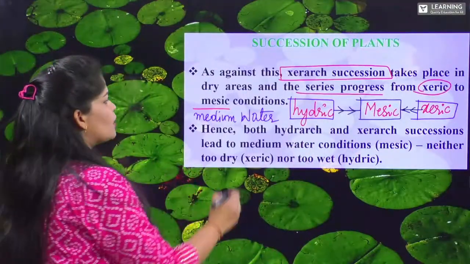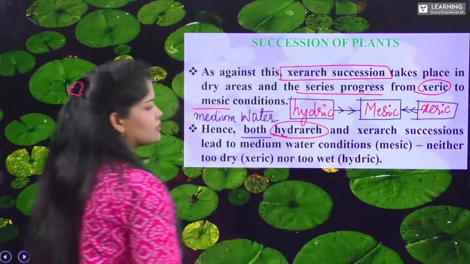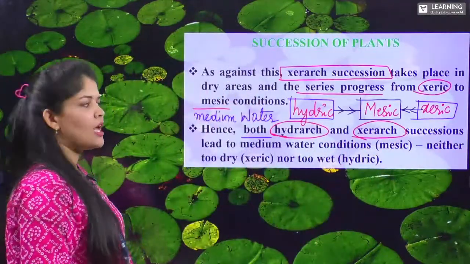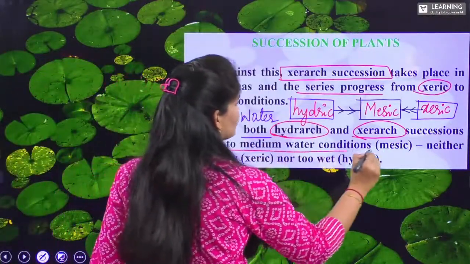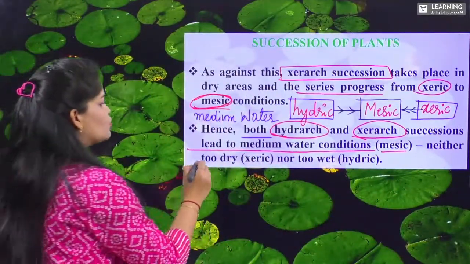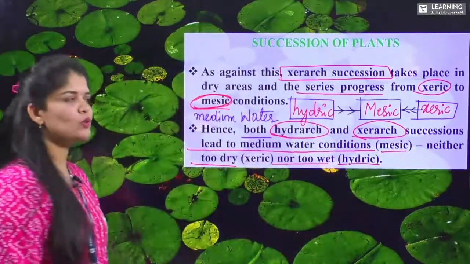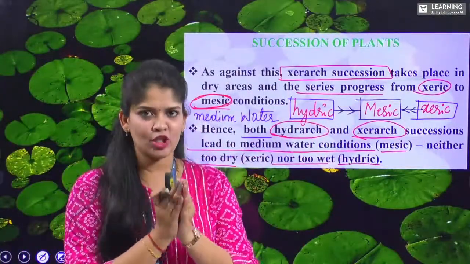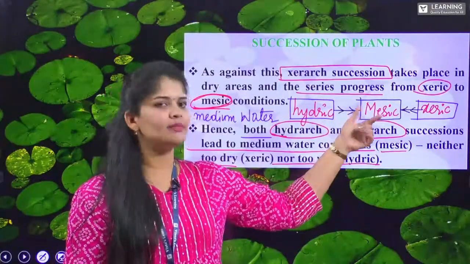So here, hence, both hydrarch, very wet areas, and xerarch, very dry, both hydrarch as well as xerarch succession lead to medium water condition, that is mesic. That is what we mentioned. Mesic, neither too dry xeric condition nor too wet hydric conditions. So both hydric and xeric show the succession in such a way that the series progress towards the medium water available conditions, and that is called mesic condition.